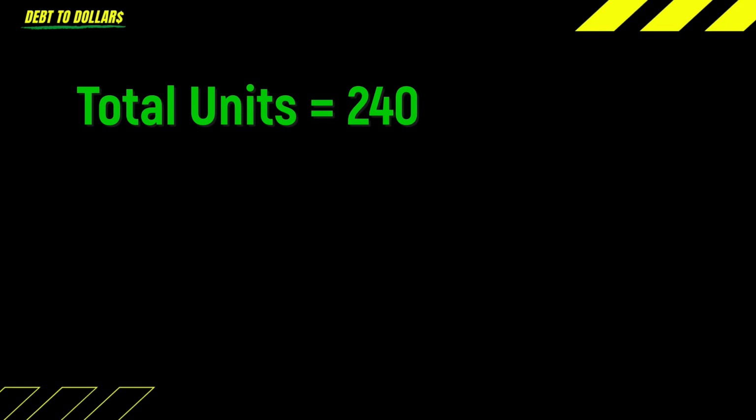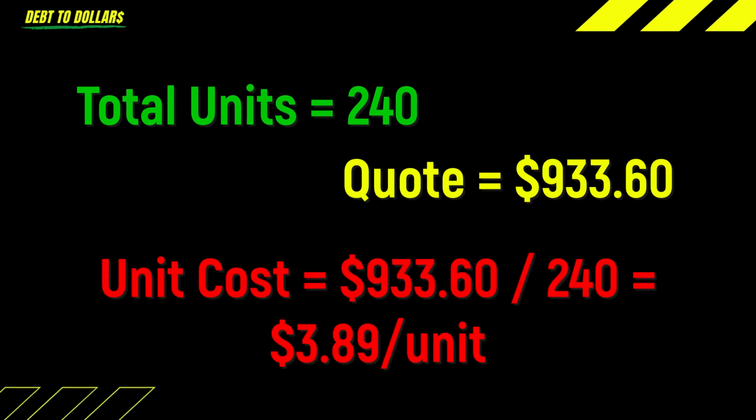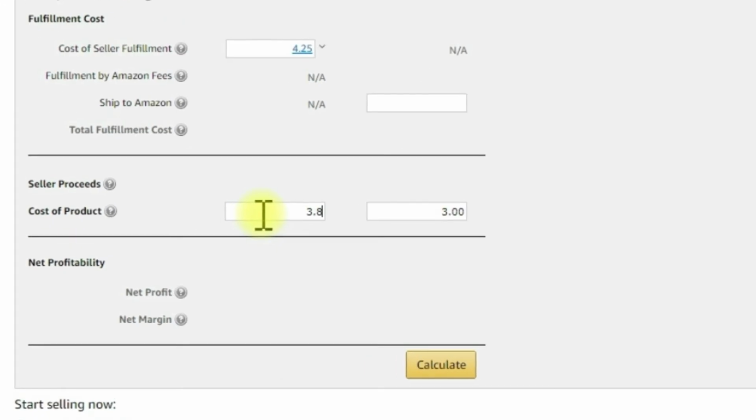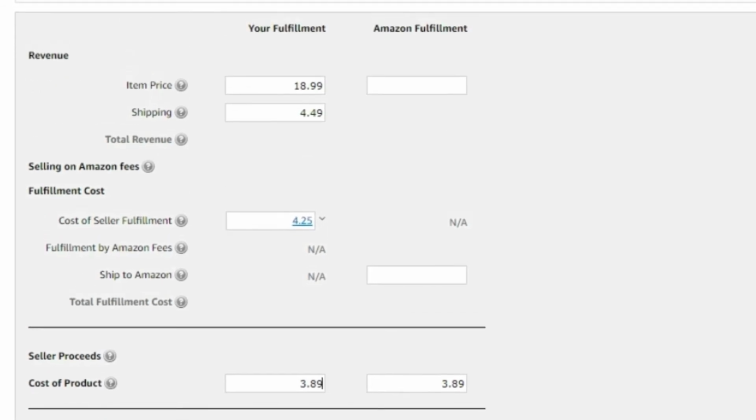I've already gone ahead and had my supplier quote this amount for 240 units, and they came back to me with a quote of $933.60. So I divide the total cost, which is again $933.60, by the total amount of units, which is 240 that I'm ordering, which gives me my unit cost of $3.89. Enter that here. Now before we click calculate, let's fill in the FBA column here. This assumes that you ship your units directly to Amazon and pay them a fee to sell them for you. First, copy your item price.